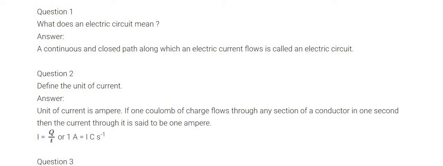In main we see the exercise. The first question of the exercise is: what does an electric circuit mean? A continuous and closed pathway along which an electric current flows is called an electric circuit. In this question you can also draw the diagram of the electric circuit.